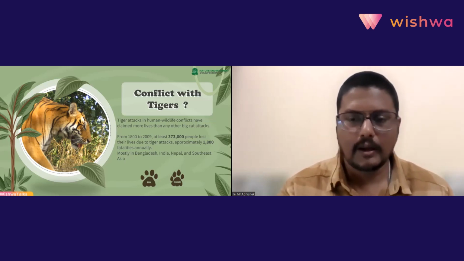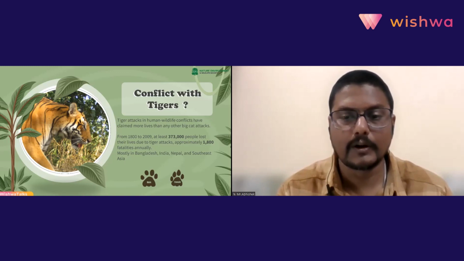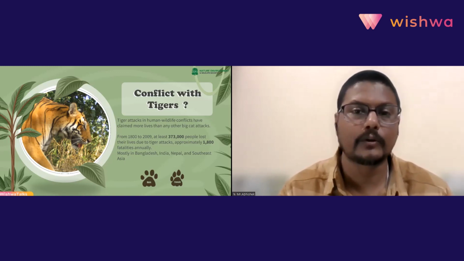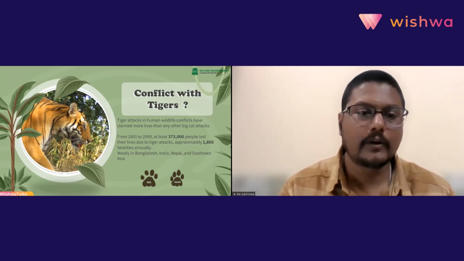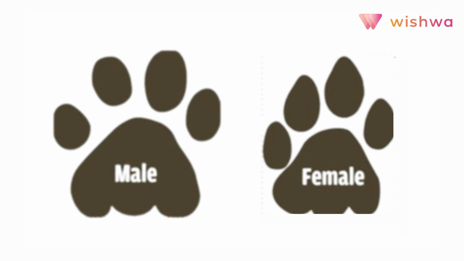And yes, I have put two pug marks there. One is male, the other is female. It is basically to identify, if you are able to find a pug mark near your location, whether it is a male or a female. If the length and the breadth of the tiger pug mark are equal, it's a male. If the length of the pug mark is greater than the width, it's a female tigress.